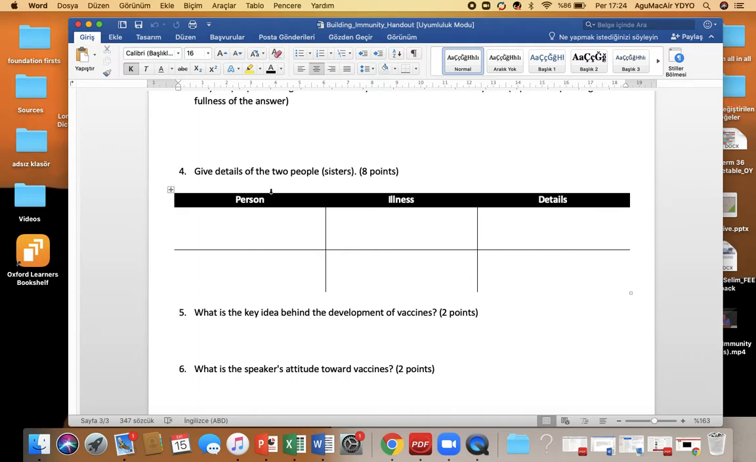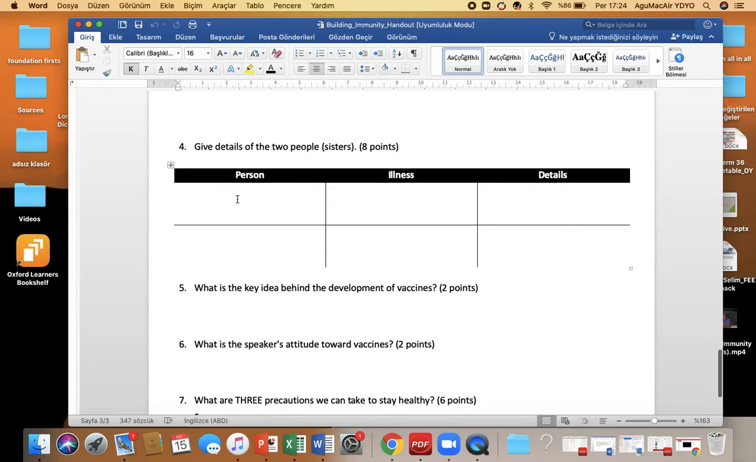And question 4. Now we have a table here, as you see. This is the task: give details of the 2 people. So they are sisters, right? It's worth 8 points. It's an important one. And you need to write the names of the people here. This is the name of one of the sisters, the other one here. And then you need to write their illnesses, and these details about them, right?